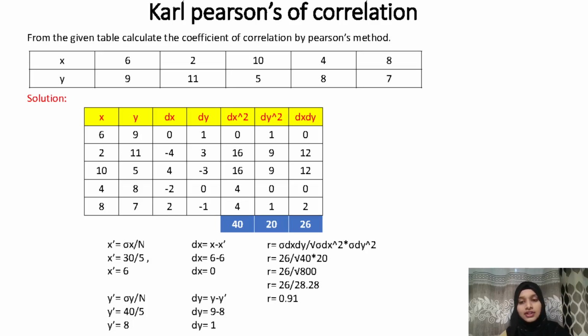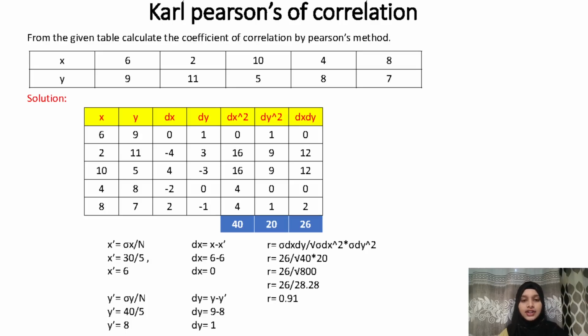Similarly, to calculate the deviation of y from the mean, first of all we find y dash, which is equal to sigma y upon n. Sigma y is the sum of the y series: 9 plus 11 plus 5 plus 8 plus 7 is equal to 40, and n, the total number of elements of the y series, is 5. 40 upon 5 is equal to 8. We find y dash, or y bar, is 8.